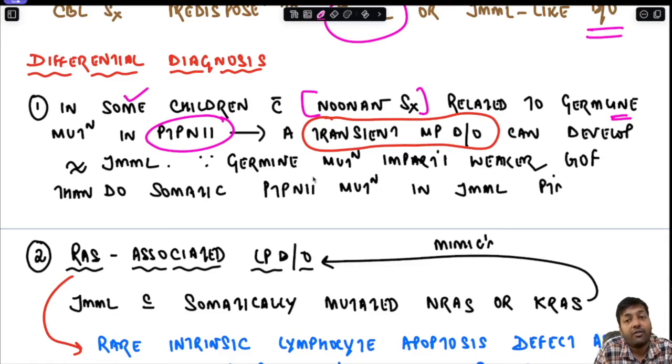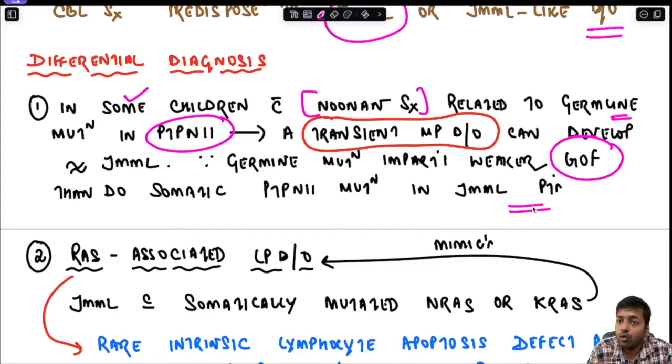In those cases, a transient myeloproliferative disorder can develop which very much mimics JMML. And remember, germline mutations impart a weaker gain of function than somatic PTPN11 mutations in JMML patients. That is the reason for the diagnostic criteria: germline PTPN11 mutation is not accepted, rather somatic PTPN11 mutation is accepted. Why?